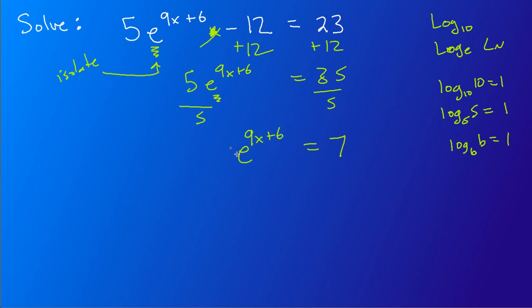Now from here, what do we do? Well, we're going to natural log both sides of this equation, only after we've gotten the e alone. So now this whole group is going to pop out.